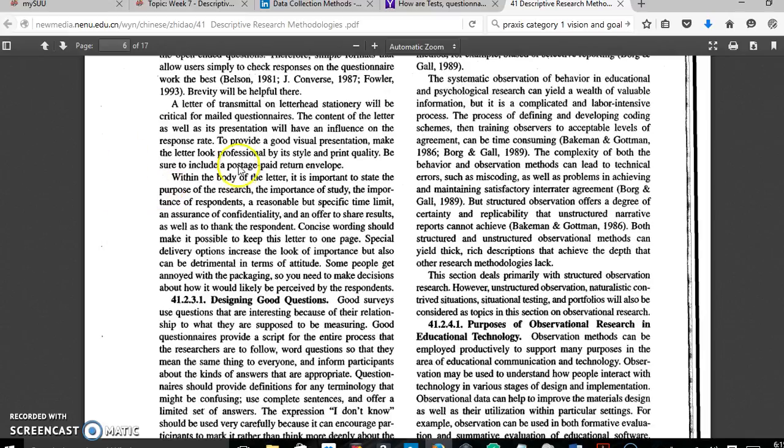So this article, if you are interested, you can all see the link there. I found it very clarifying for me regarding descriptive research.